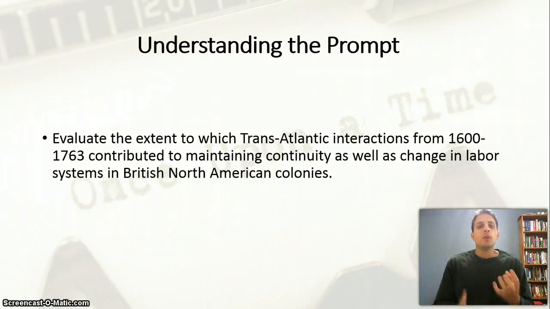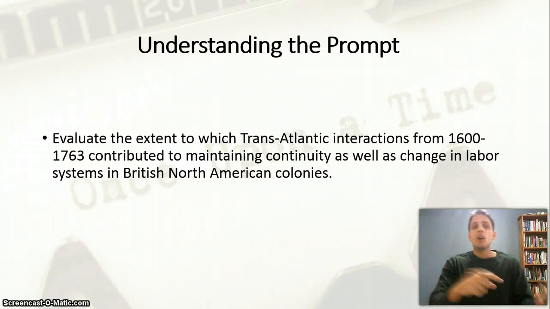And really, there's kind of two components here. It says, evaluate the extent to which transatlantic interactions from 1600 to 1763 contributed to maintaining continuity as well as change in labor systems in British North American colonies. The first thing you have to understand is this first component, the transatlantic interactions. So what exactly do they mean there? If you break that down, how I interpret it is the interaction between the British and the European world, and the British colonies in North America. Meaning, what's going back and forth.